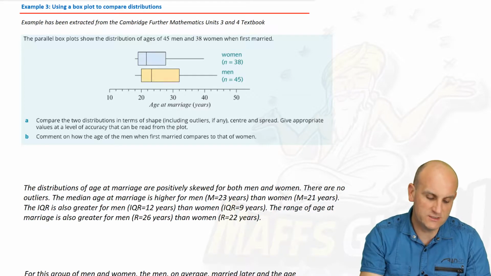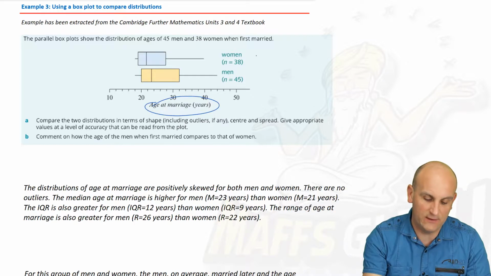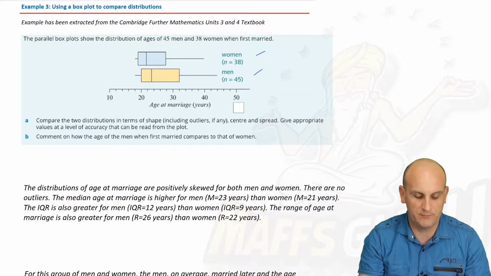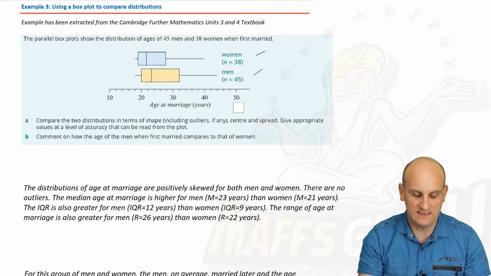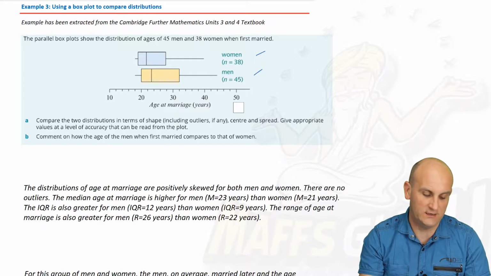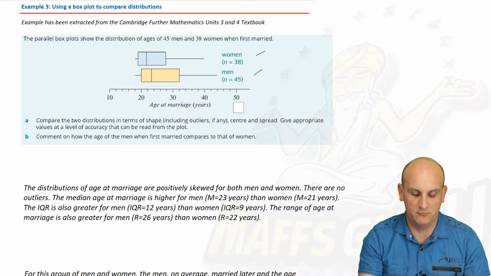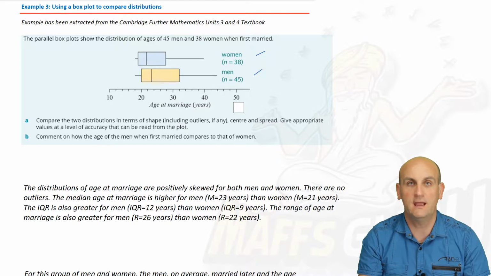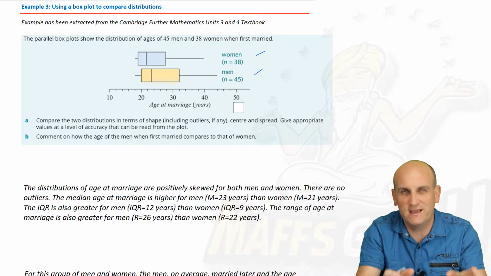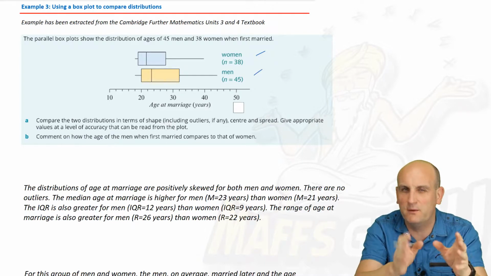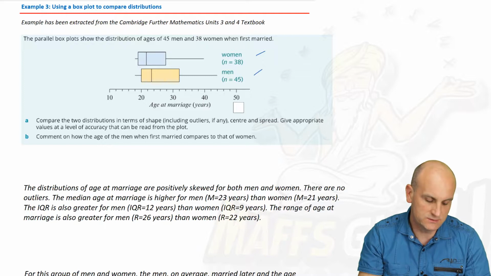We've obviously got information about age at marriage in years, and we've got women and men data in terms of a box plot. Compare the 2 distributions in terms of shape, center, and spread, and give appropriate values at a level of accuracy that can be read from the plot. Okay, so what they're saying is just be careful. Try and make it as accurate as you can, but the examiners realize that maybe it might be 1 or 2 out. So here is the suggested response.